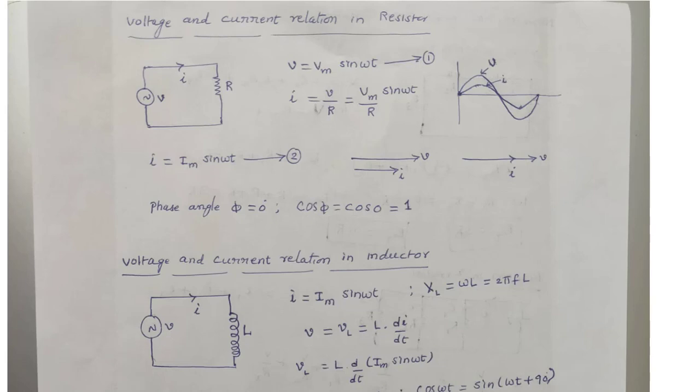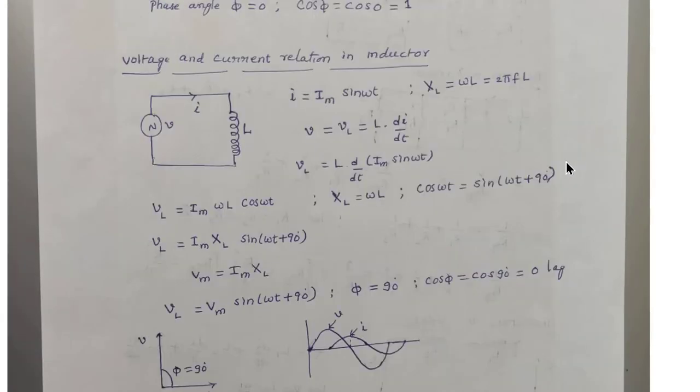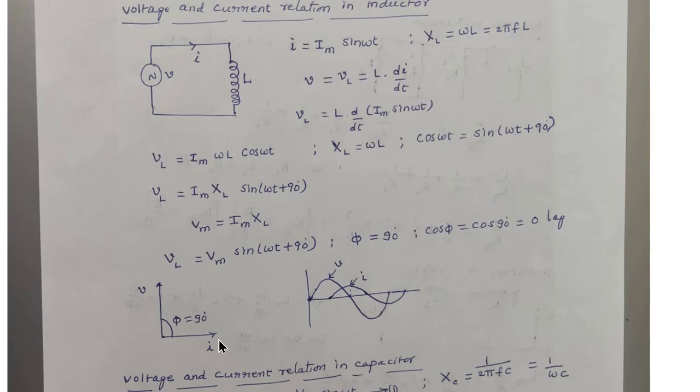And let us memorize the voltage and current relations in a resistor, in an inductor, and in a capacitor before we switch to the locus diagrams. In a pure resistor, when an AC supply is connected, the voltage vector and the current vector are in phase, whereas in a pure inductor, voltage leads the current by 90 degrees like this.